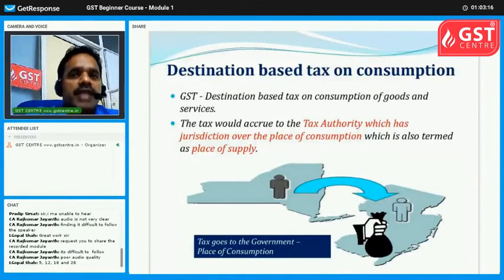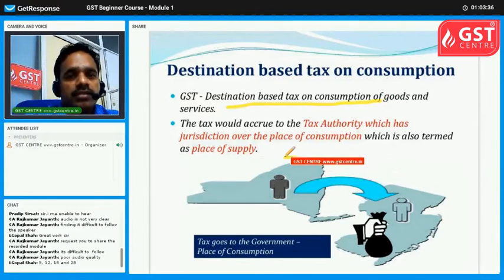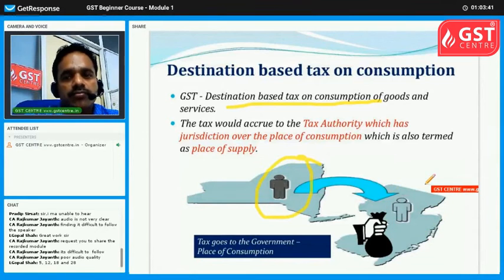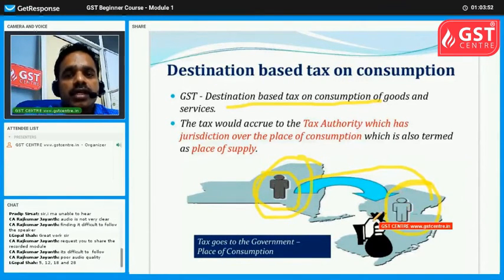Then, destination based tax on consumption is the main superior feature of the GST system, because in the GST system the destination based tax is adopted. I will explain it through an example. Suppose it is state A and it is state B. The seller is selling his goods to state B, and who is paying the tax? The buyer is paying the tax.